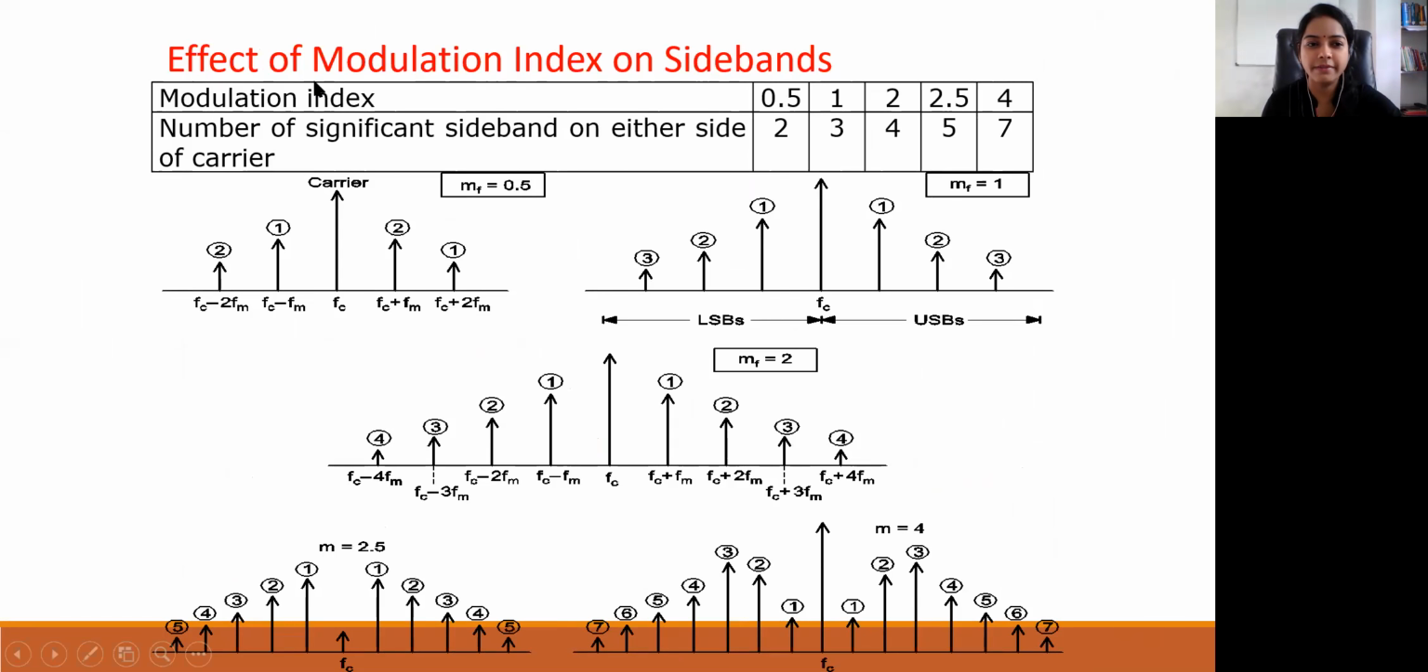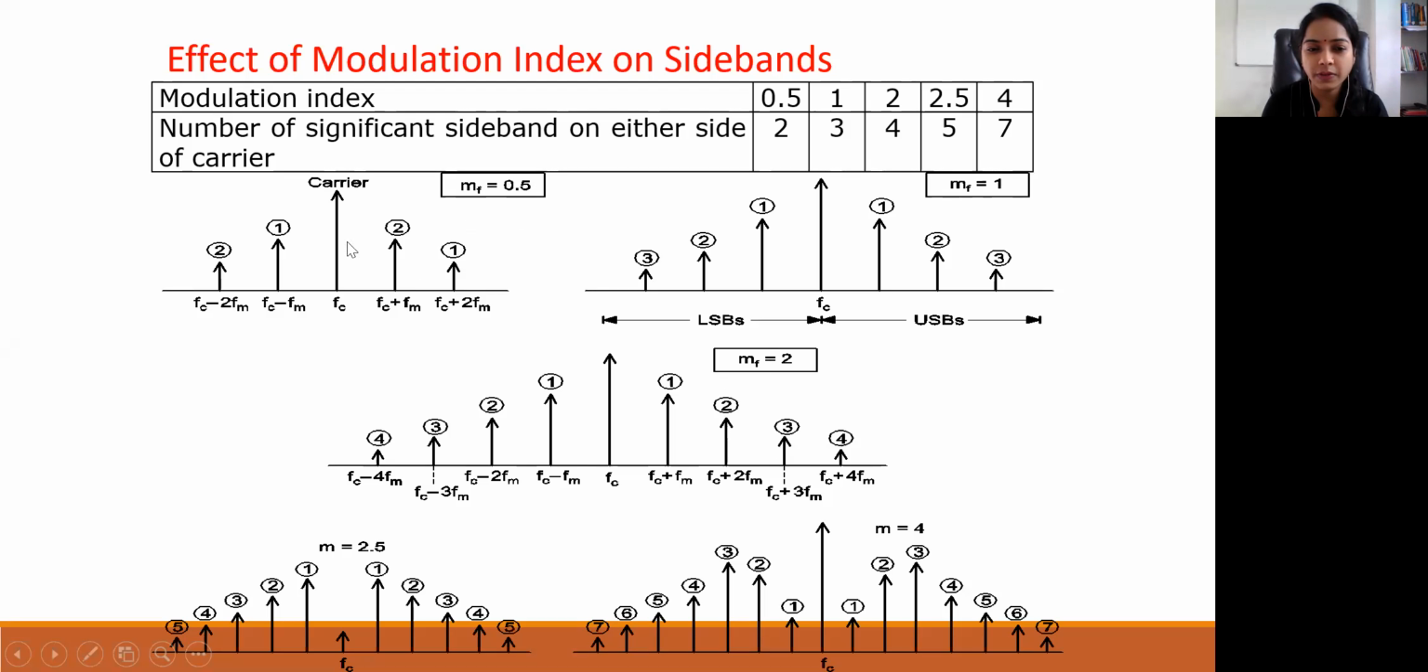Here we have the effect of modulation index on the sidebands. Modulation index, you all know, can be 0.5, 1, 2, 2.5 and 4. Here the significant number of sidebands on either side can be 2, 3, 4, 5 and 7. Okay, so here some examples are given. See here, FM modulation index equal to 0.5. Here modulation index is 1. Here it is 2.